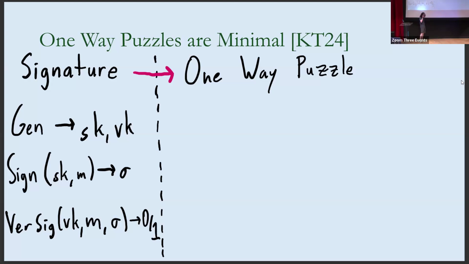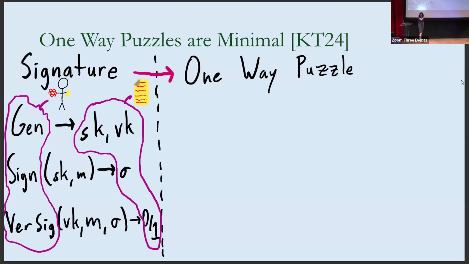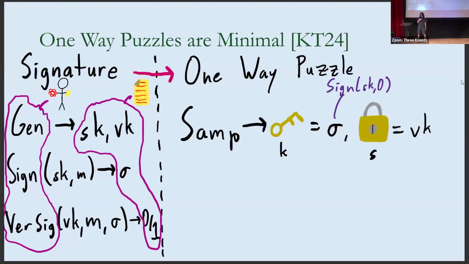And you should not be able to forge a signature without being given the signing key. Since we're in the QC setting, the algorithms Gen, Sign, and Ver should be quantum, but the signing key, verification key, signature, and message should all be classical. How do you build a one-way puzzle from a QC signature? It's actually fairly simple. The puzzle is just going to be the verification key, and the solution is just going to be a valid signature.